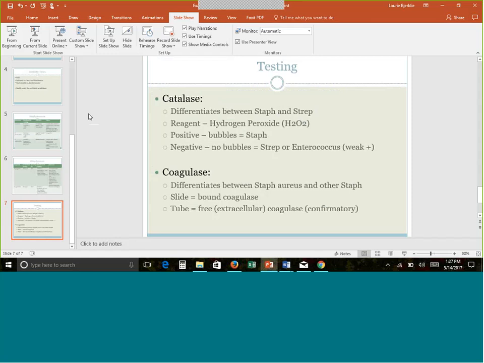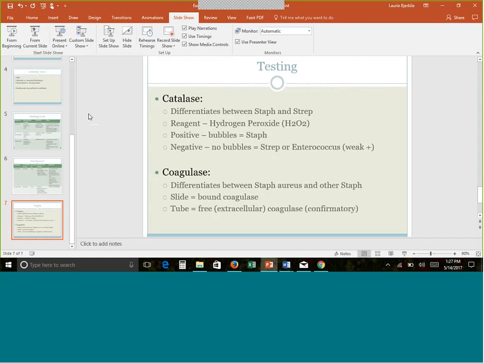Again, as you guys did in the lab, you should have known the reagent is hydrogen peroxide, otherwise known as H2O2. So that hydrogen peroxide, you just put a drop in, mix in your organism: bubbles, it's staph; no bubbles, it's strep, or maybe it's a weak positive Enterococcus situation. Simplest test ever, love it. I love that catalase test, it's so simple.